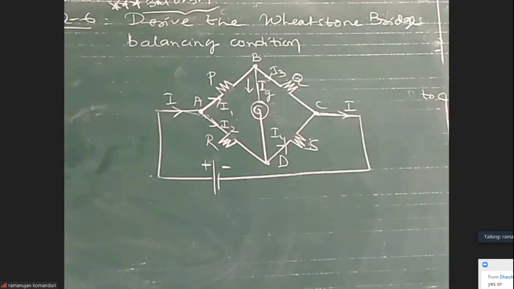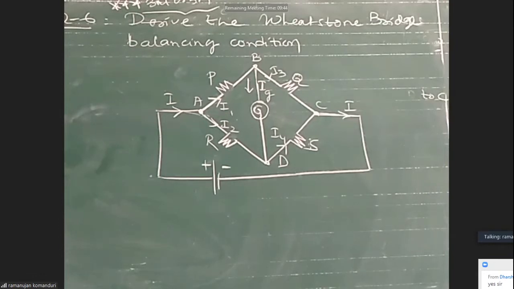I reaches A, flows through P. At B, it splits into two parts, I3 and Ig, and I3 flows through Q, Ig flows through the galvanometer, and Ig meets with I2 at point D, they flow as I4. And next, I4 goes to C, at the same time I3 comes to C, both of them will meet at C, and again they will flow as I through the circuit.